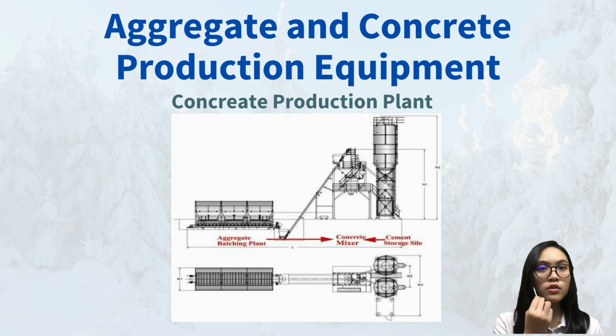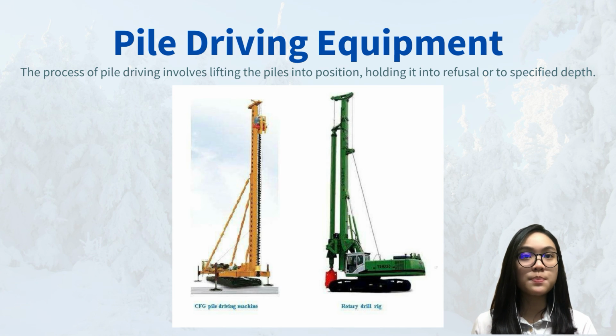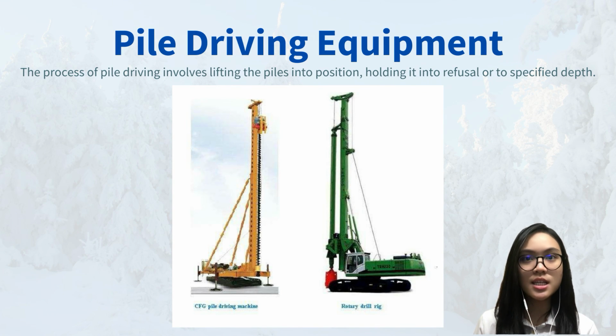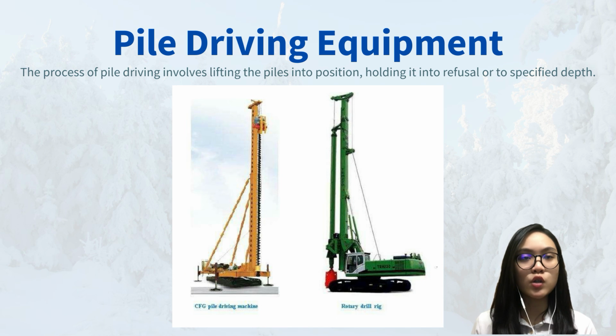For concrete production equipment, we have a concrete production plant to mix different ingredients in the required proportions. It consists of storage bins for storing materials like cement and admixture. The last part is pile driving equipment. It is a process of pile driving involves lifting the piles into position, holding it into refusal or to specific depth. So this is all from me presenting the construction machineries.